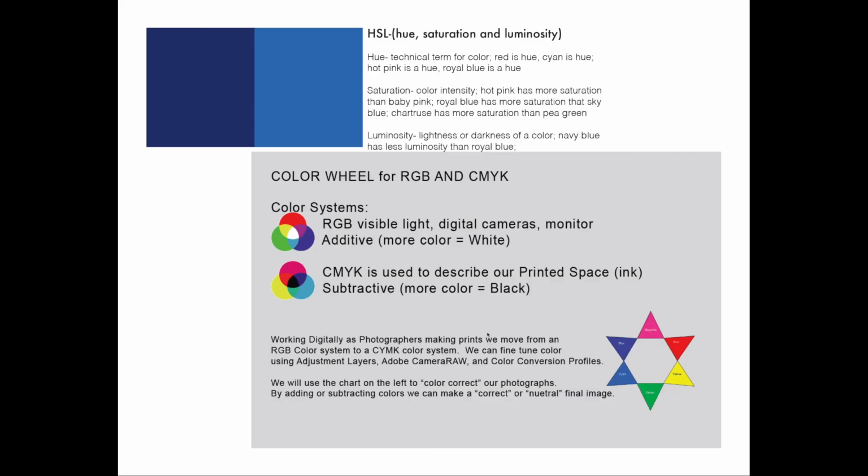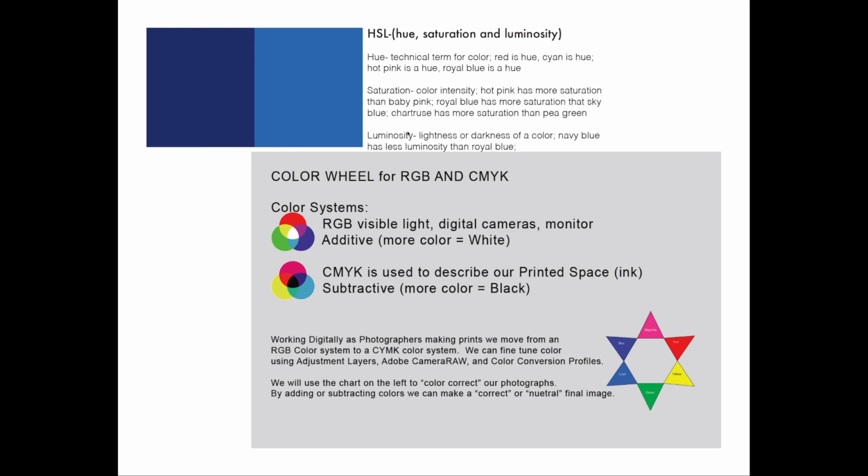So I just want to go over hue, saturation, and luminosity, or HSL. Hue is the technical term for color. Red is a hue, cyan is a hue, hot pink is a hue, royal blue is a hue. Saturation is a color's intensity. So hot pink has more saturation than baby pink. Royal blue has more saturation than sky blue. Chartreuse has more saturation than pea green.